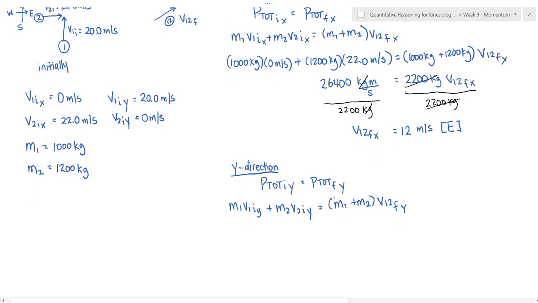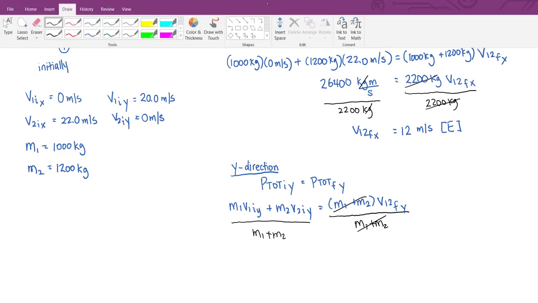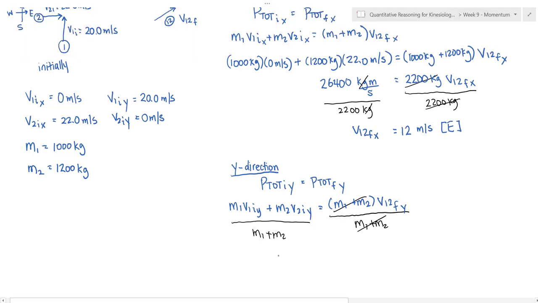So let's go ahead and rearrange for it now. We're just going to divide both sides by the m1 plus m2 over here, so that they cancel out. Do the same thing on the other side. And now I'll solve for my v12 final in the y direction, which equals m1 v1 initial y plus m2 v2 initial y over m1 plus m2.